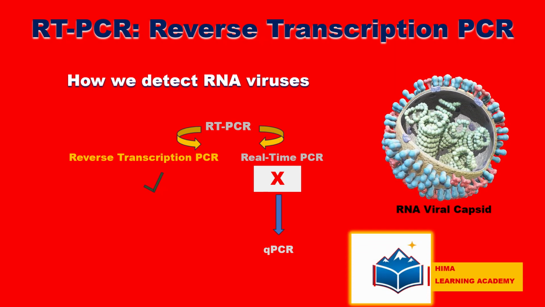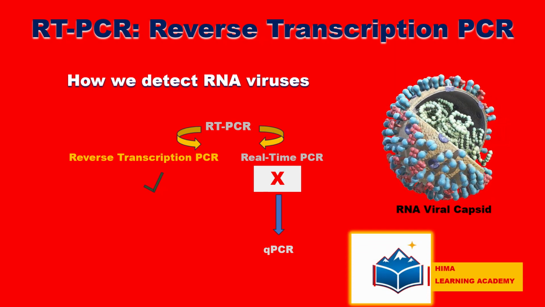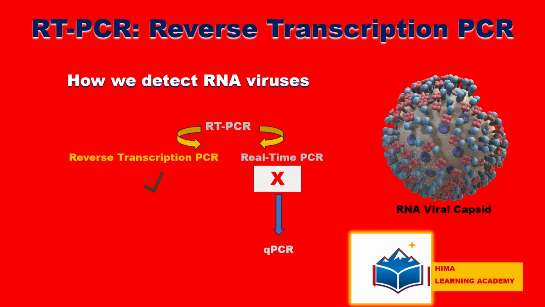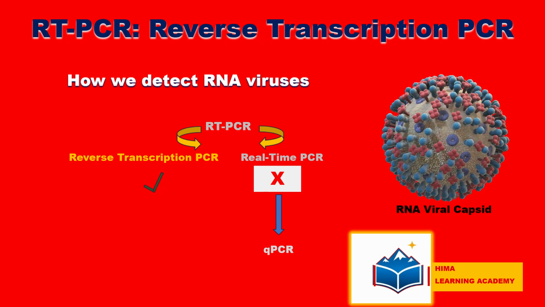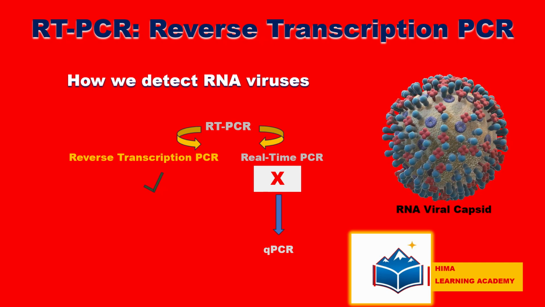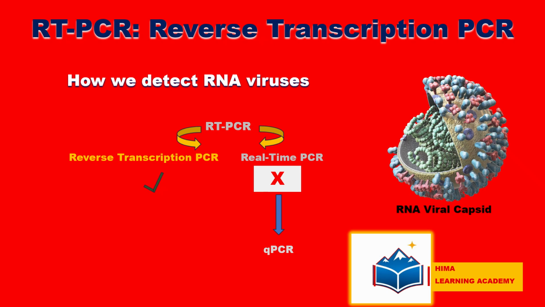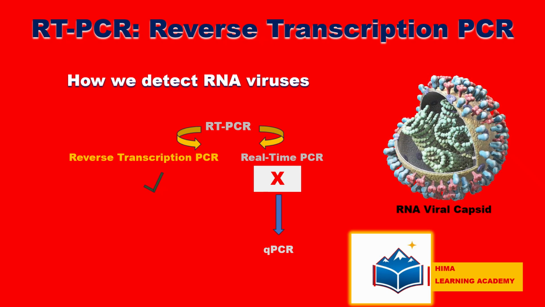Today, we are breaking down the science of RT-PCR and how we detect RNA viruses. There is often a bit of confusion in the lab. While RT can sometimes mean real-time, in this process, it specifically stands for reverse transcription. This is the essential first step, where we convert viral RNA into a format that a PCR machine can actually read.